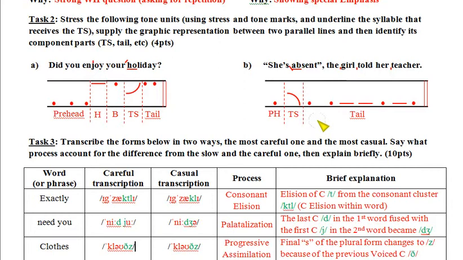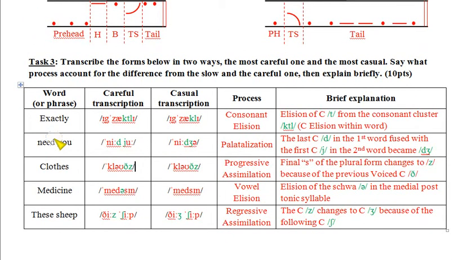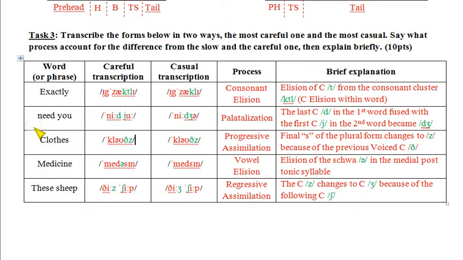Okay? We move to the last task, which is task 3, where you are given some words to transcribe in a careful and a casual transcription. So we start with the first word, which is "exactly." The careful, slow transcription is like this. Whereas the casual one is different.